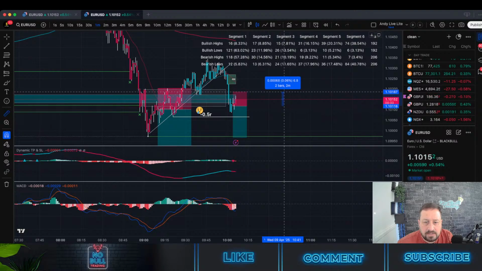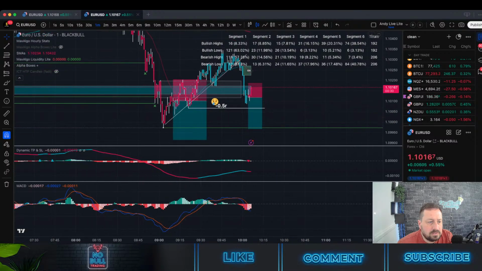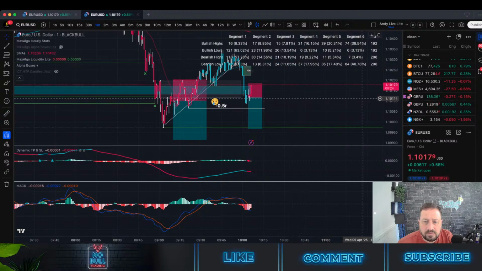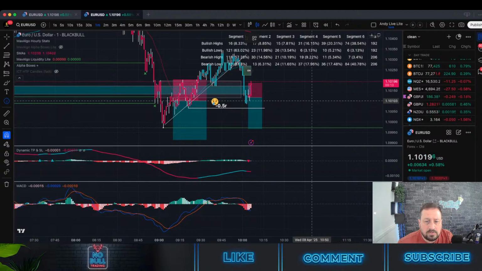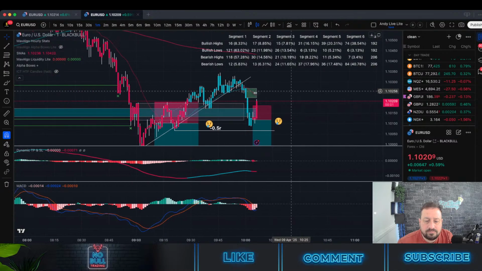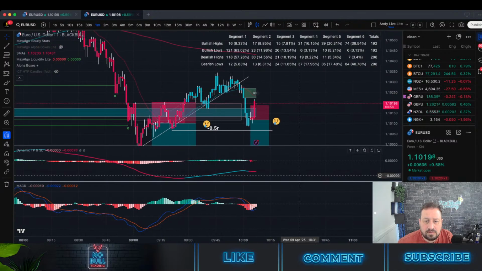That's 6.8 ticks. It's only 4.5. That's done. Let me just check to make sure. Not having a good day today. Yeah, it's done. Right, let's see how we react on the 4 hour. Keep an eye on NQ as well.